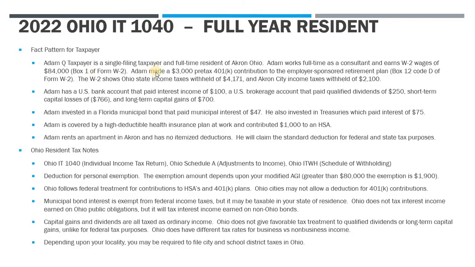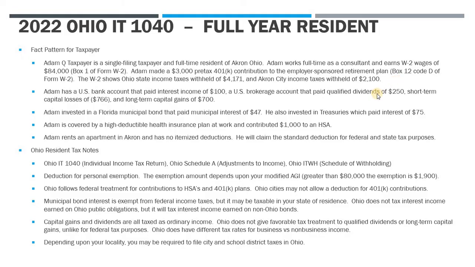He's a single filer, so unmarried, and he's a full-time resident of Akron, Ohio. He works as a consultant, and his W-2 income for the year is $84,000 per his W-2. So that's box one of his W-2. He made a $3,000 pre-tax 401k contribution during the year. And the W-2 also shows that he has Ohio state income taxes withheld of $4,171 and some Akron City income taxes withheld of $2,100.